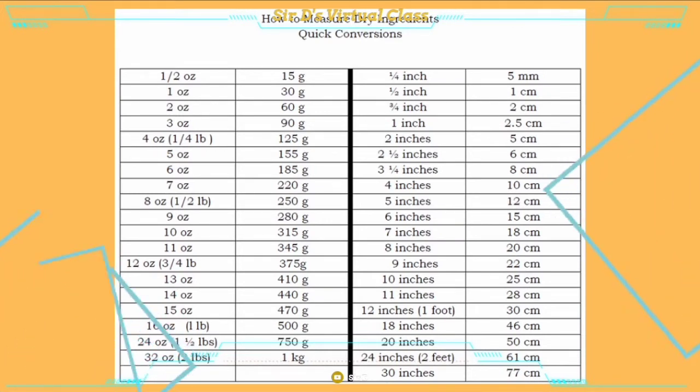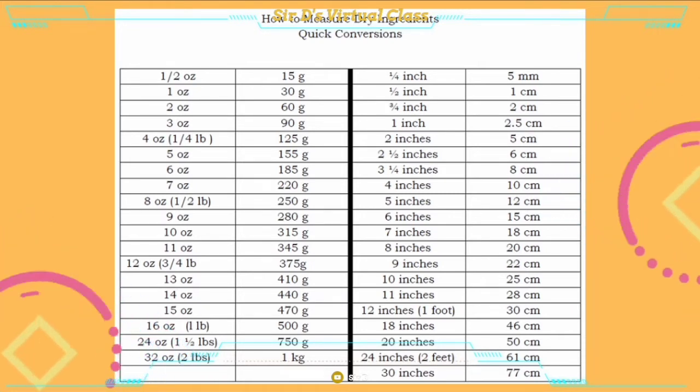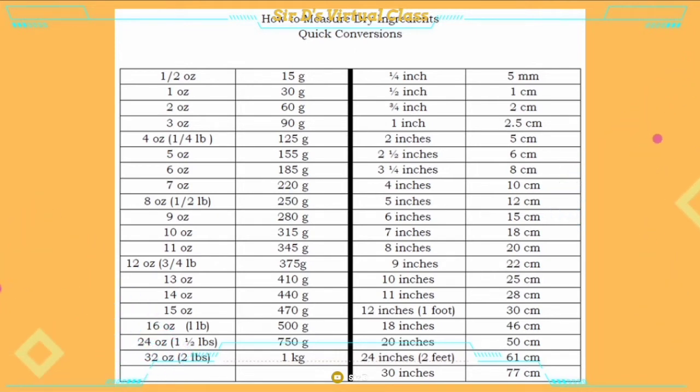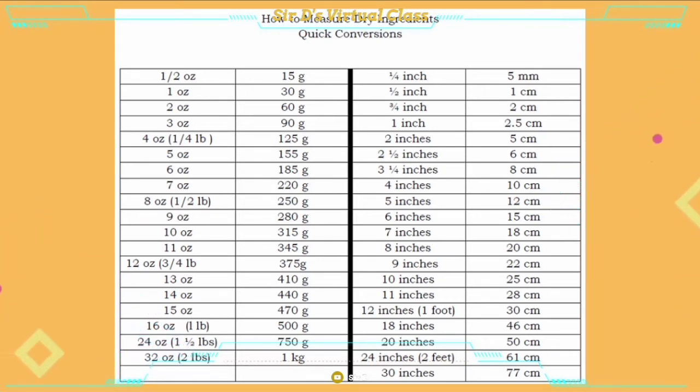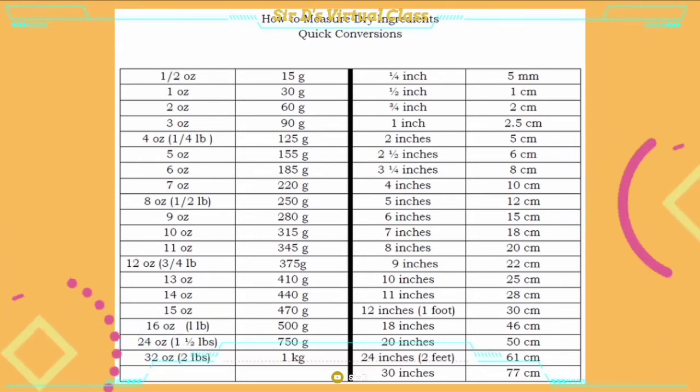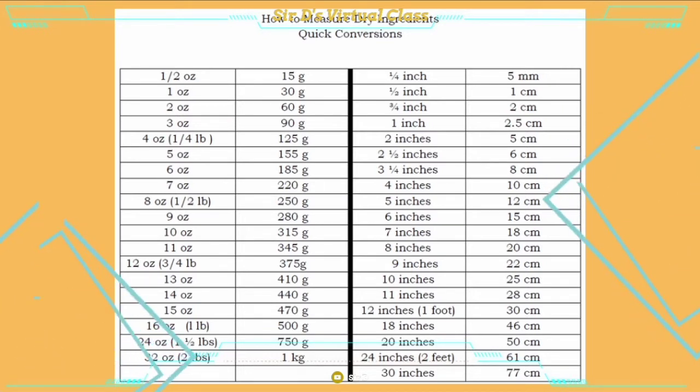Here, we have the quick conversion for dry ingredients. Again, this is represented by the 2 systems of measurement, the English or US system and the metric system. Take 1/2 ounce as an example. It is equivalent to 15 grams. Similarly, 32 ounces or 2 pounds in the English or US system is equivalent to 1 kilogram in the metric system.